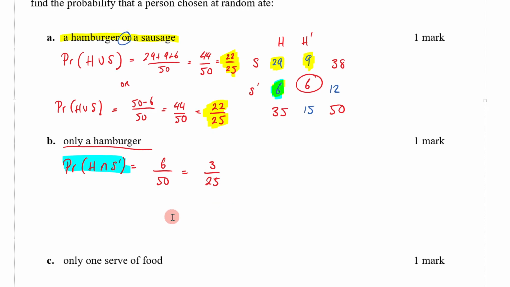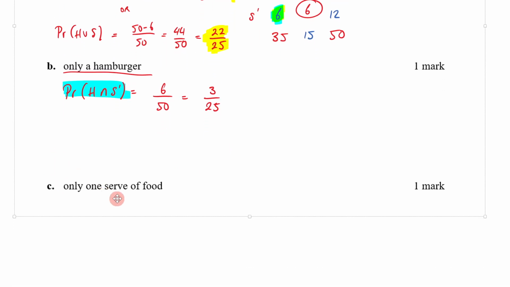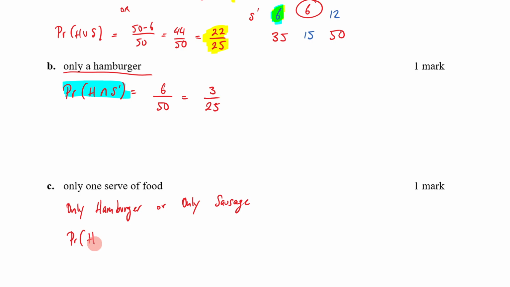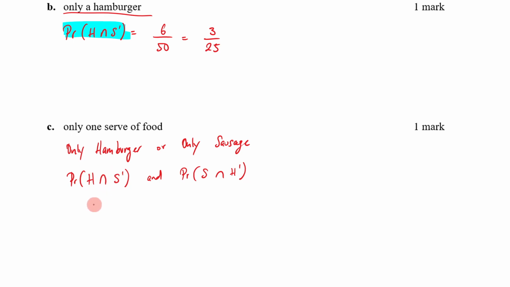And then the last one is only 1 serve of food. Okay, so if it's only 1 serve of food, that means only hamburger or only sausage. So that means what we want is the probability of a hamburger intersection no sausage and the probability of a sausage intersection no hamburger. Now, we already know that this one right here is 6 on 50. We found that out in the question above.